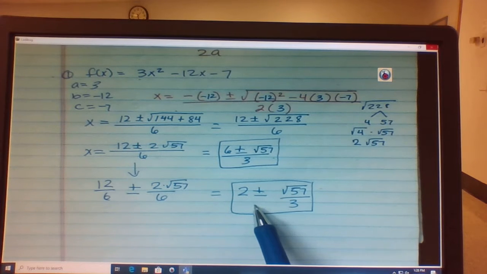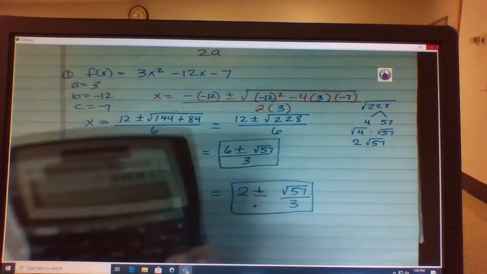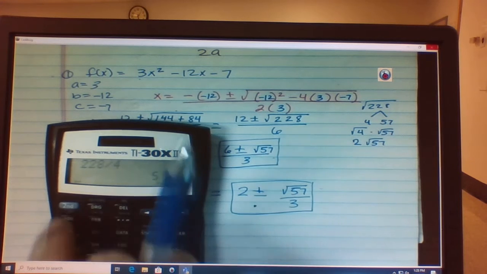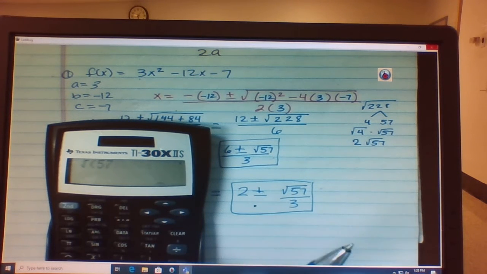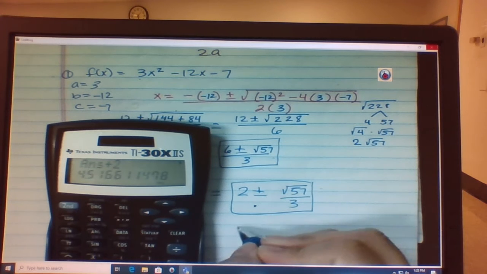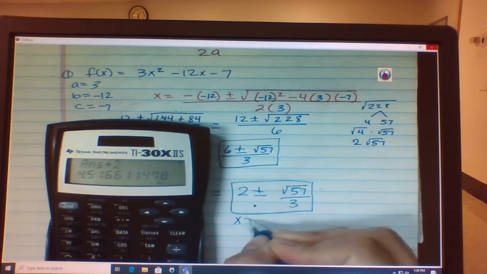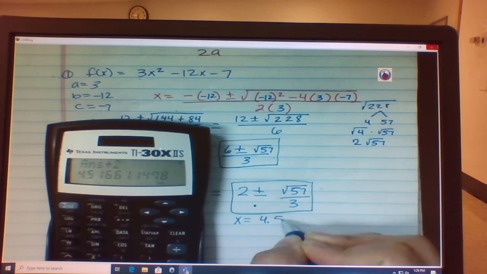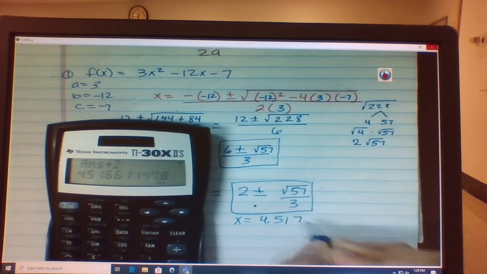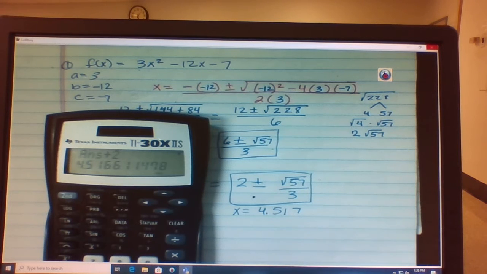If your MyMathLab question says, write down the answer, round to the nearest hundredth, then you have to type it into your calculator. Yes? So for this problem, the square root of 57, close, divide by 3, so I did this part, plus the 2, is an approximation. X equals 4.517, if I had to round, depending on what they tell you.